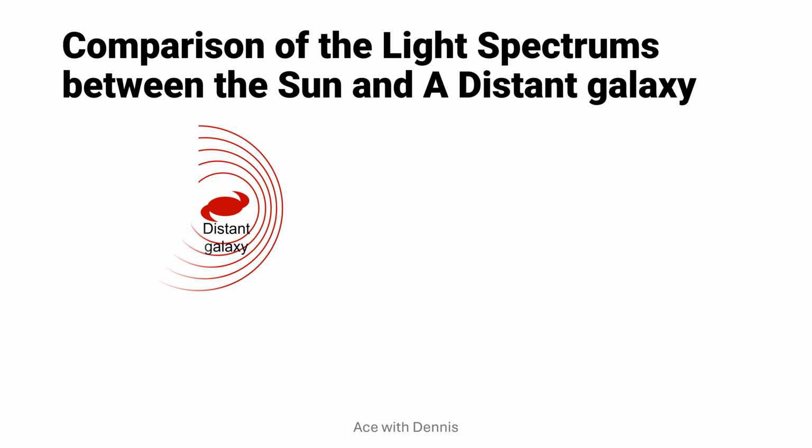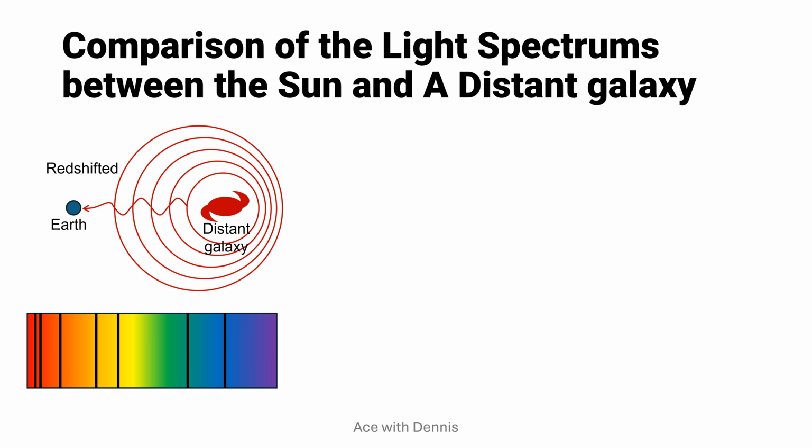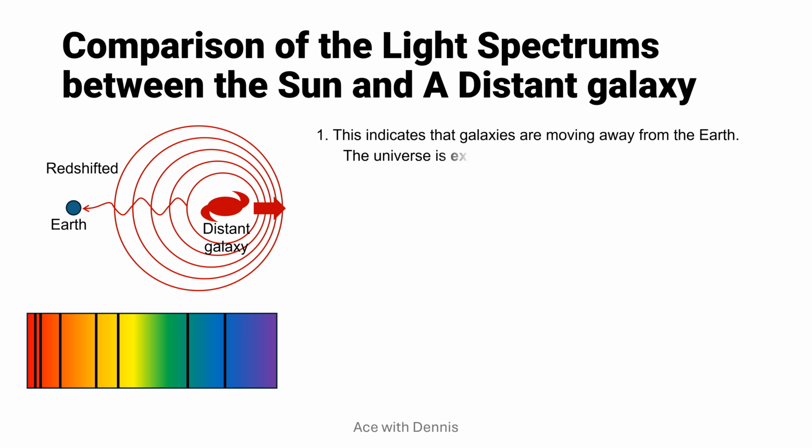Now let's look at this diagram. This is a distant galaxy and this is the Earth. The light traveling from the distant galaxy to the Earth is redshifted, which can be shown on the light spectrum. From this observation, we can make some points. The first point is that this indicates that galaxies are moving away from the Earth. This is because the universe is expanding, and this observation supports the Big Bang theory. We'll talk about the Big Bang theory later.